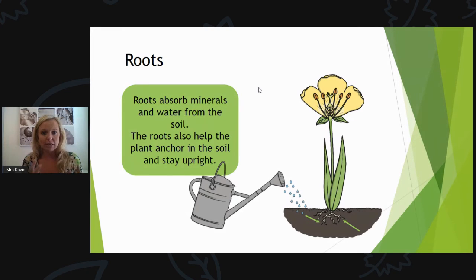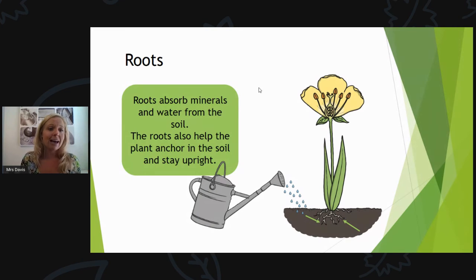So that's all the good things. The minerals are the good things. Okay, the roots also help the plant anchor into the soil and stay upright. Otherwise, if it didn't have anything, it wouldn't be able to hold itself in there. Okay, so it anchors it, which means it holds it down, just like an anchor in a boat.